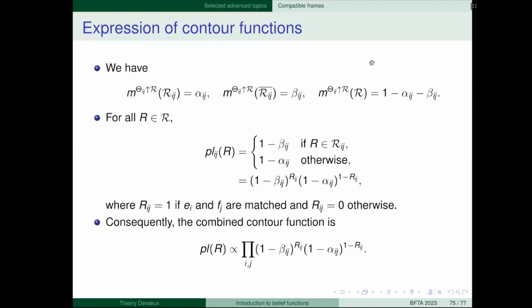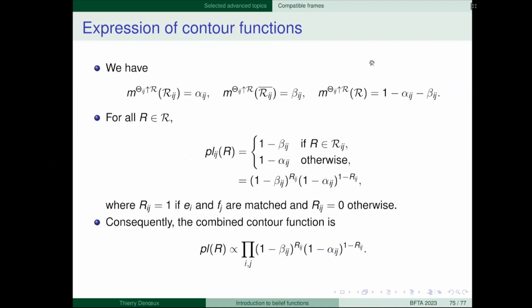So here we have these pairwise mass functions extended to R. What is the plausibility? If you take some matching relation R here, what is its plausibility? If it belongs to Rij, which means that in relation R, objects I and J are matched, the plausibility is the sum of alpha ij plus the mass on R, so that is 1 minus beta ij.